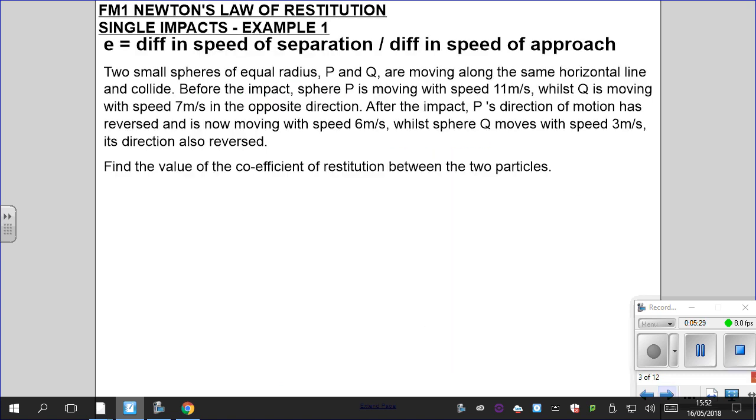Again, like I said, you're only really going to understand this when we do an example. So let's go through it. We should be used to the setup here. So I've got two small spheres, P and Q.